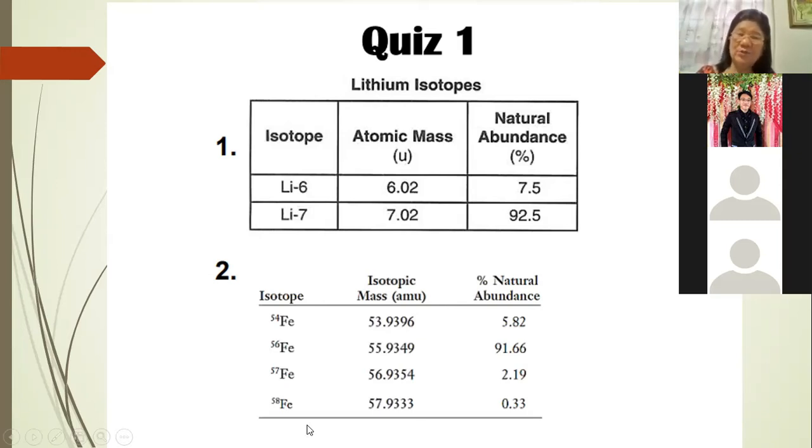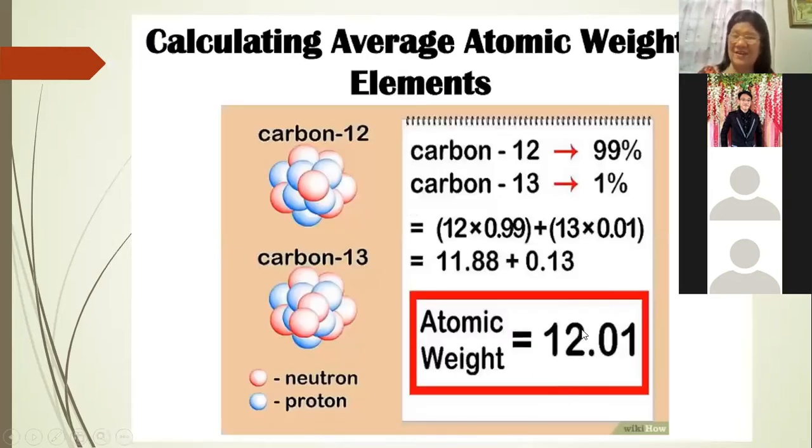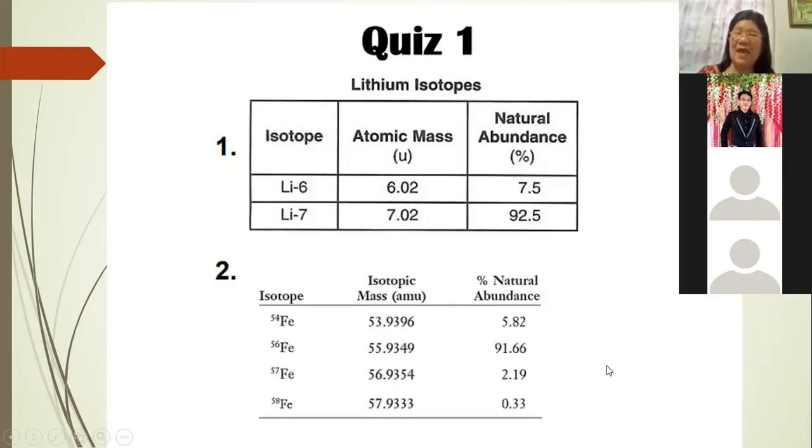Then number 2, you have iron. How many isotopes of iron? There are 4 here. So you are going to get the average atomic weight, same thing as what we have done here. This will be an assignment, the initial quiz assignment. I will upload this in the LMS later on tonight.